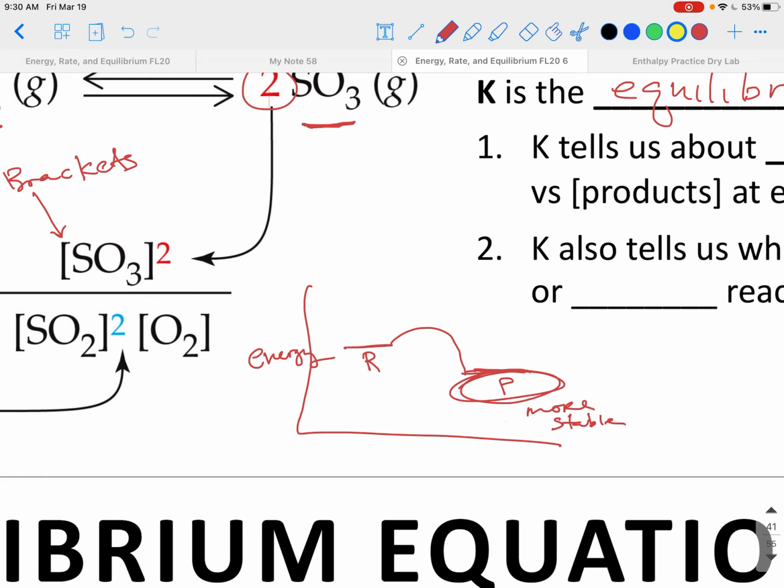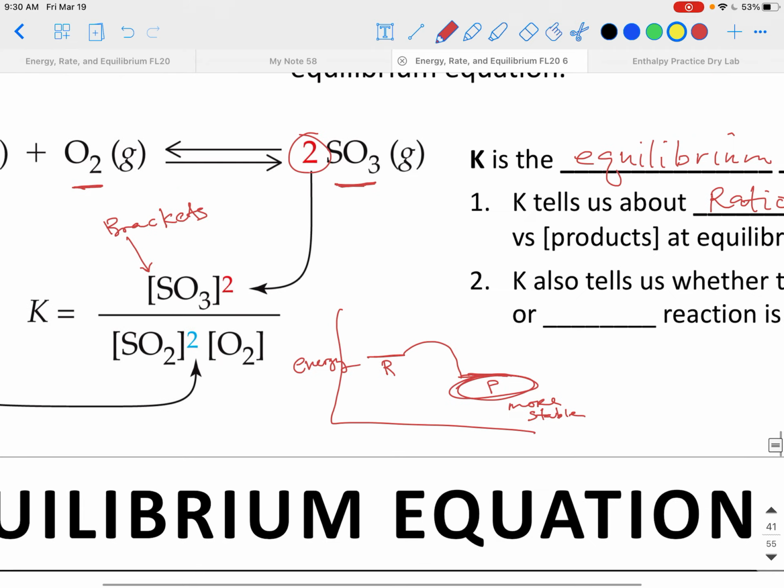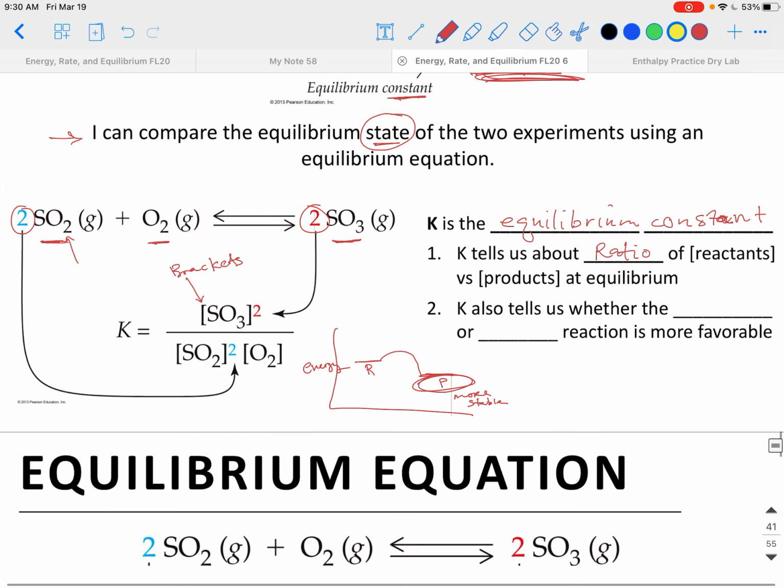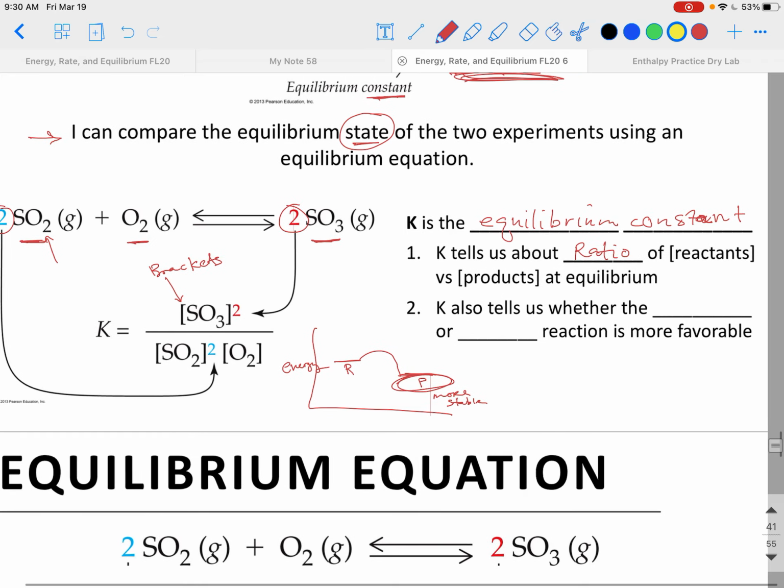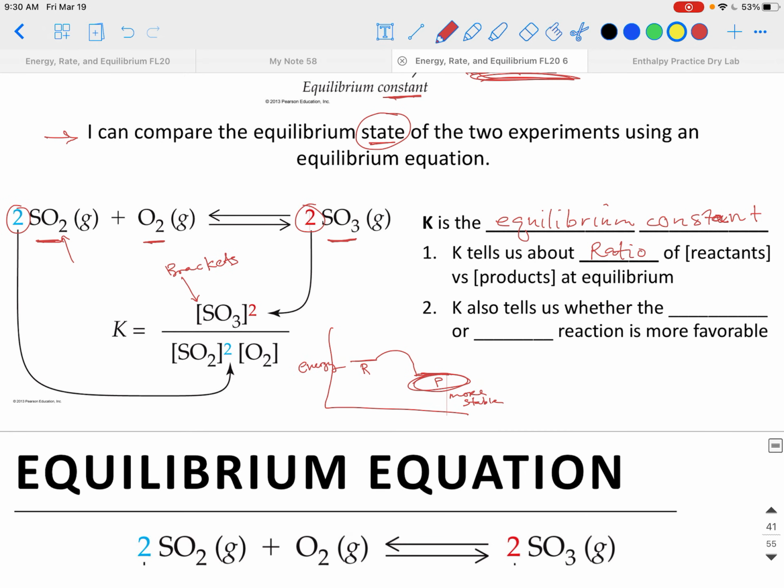And here, products are lower in energy, which means they're more stable, just by a little bit, okay? In this case, you'd have slightly more products because products are more stable. It's going to favor the reaction that's giving you the things that are more stable. So anyways, K tells us about the ratio of concentration of reactants versus concentration of products. What do you have more of at equilibrium? K also tells us whether the forward or reverse reaction is more favorable.